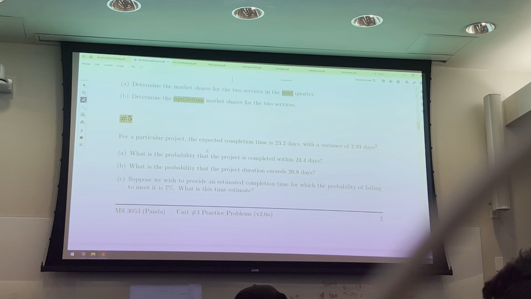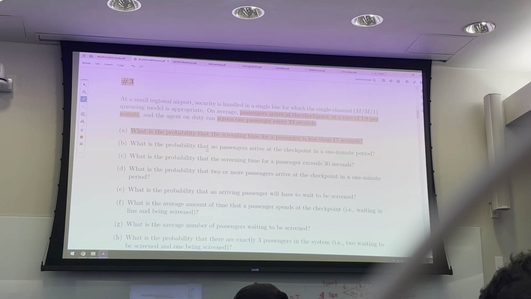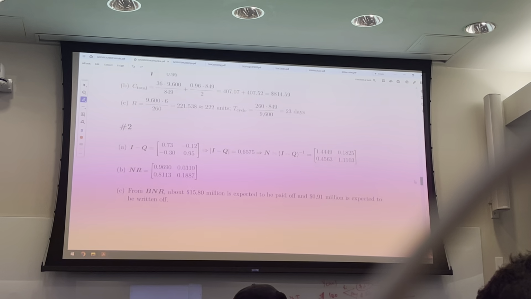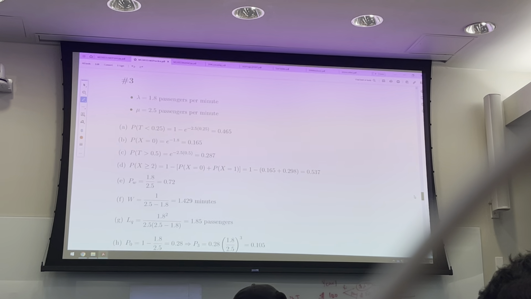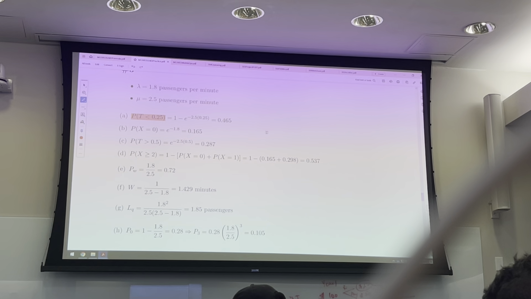You would go 15 divided by 0.8? Oh, yeah. My answer is correct too. Yeah, so convert that to minutes. So 15 seconds is 0.25 minutes, and then you just plug into the CDF of the exponential distribution.